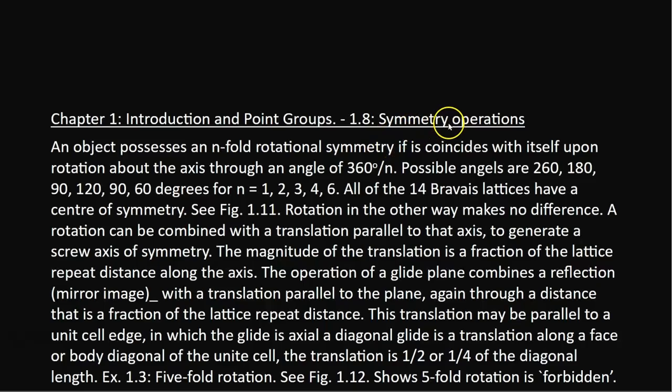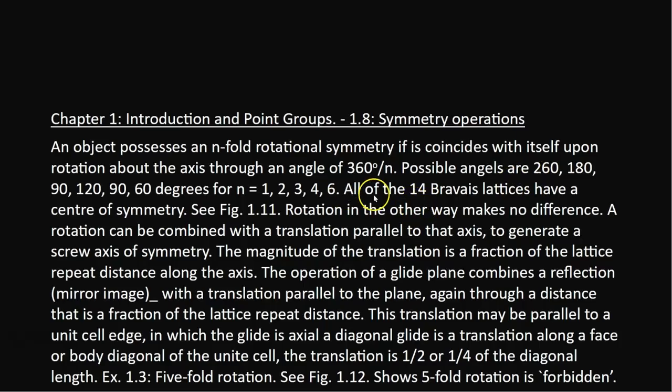Then paragraph 8, symmetry operations. An object possesses an n-fold rotational symmetry if it coincides with itself upon rotation about an axis at an angle of 360 divided by n, with n an integer. Possible angles are 360, 180, 120, 90, and 60, for n is 1, 2, 3, 4, and 6. Yeah, this must be 360, of course.